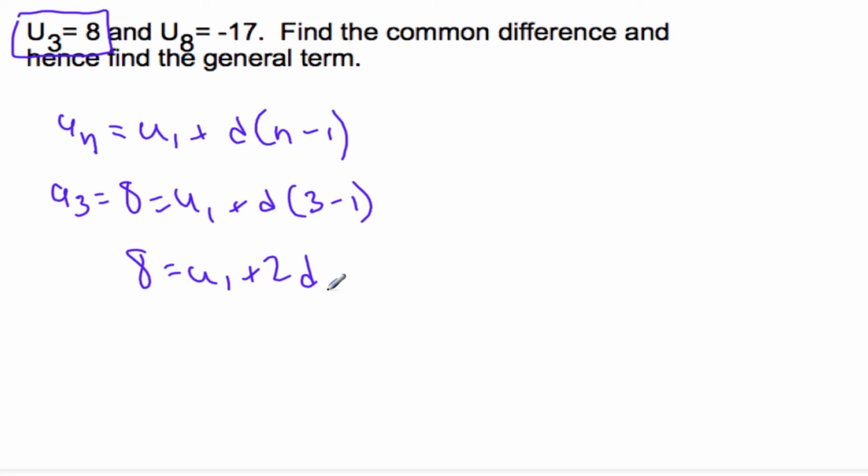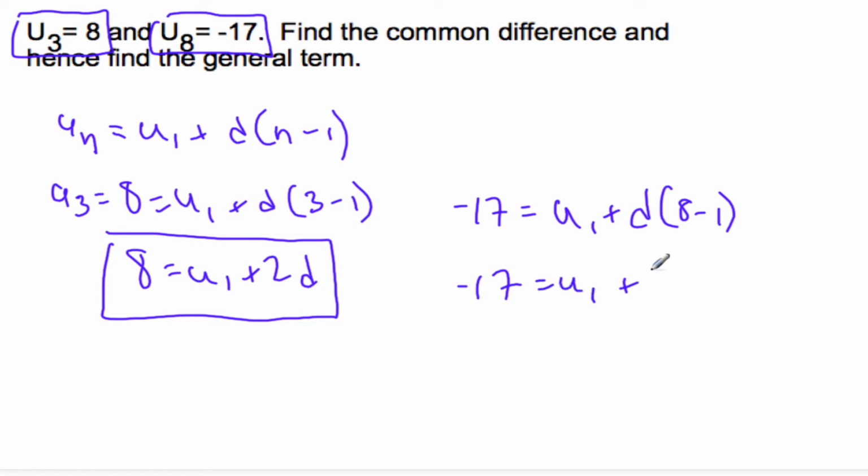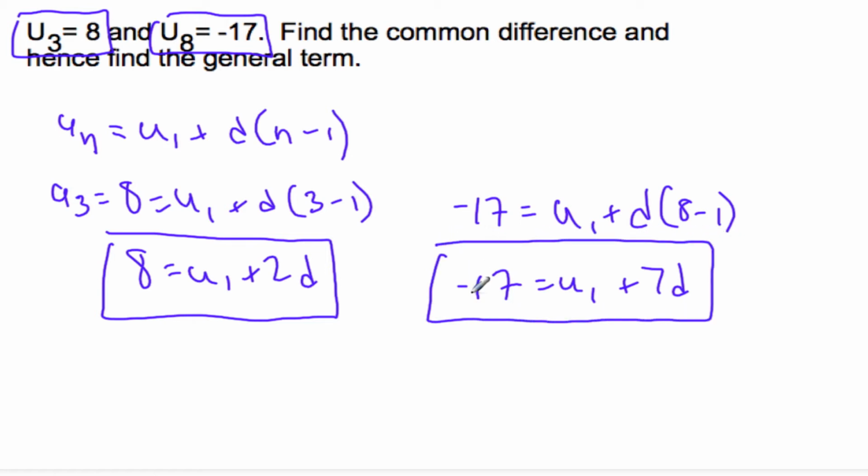And so I have two variables to find. If that's the case, I need to find a second equation. Well, conveniently, I have another value here I can use. So I could say that U8, which is negative 17, is equal to U1, which I don't know, plus my difference, which I don't know either, times n minus 1. n is 8, so it's 8 minus 1, which tidying up again, I get negative 17 is equal to U1 plus 7d. Here's two equations, two unknowns, so I can do simultaneous equations.